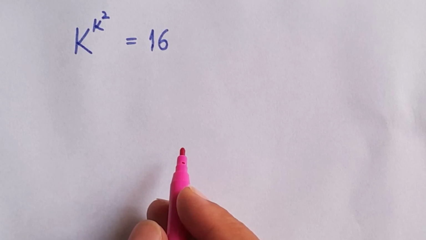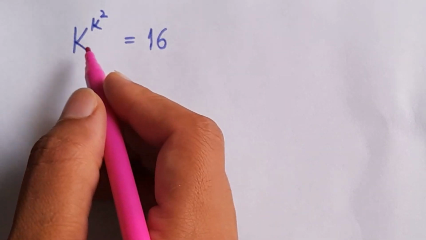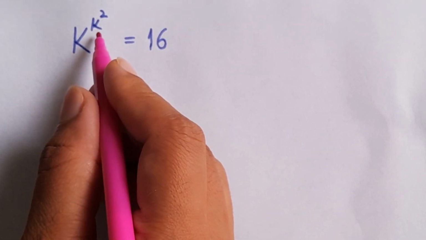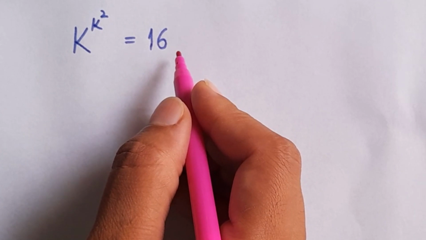In this problem we have to find the value of k which satisfies this equation. K to the power k square is equal to 16.